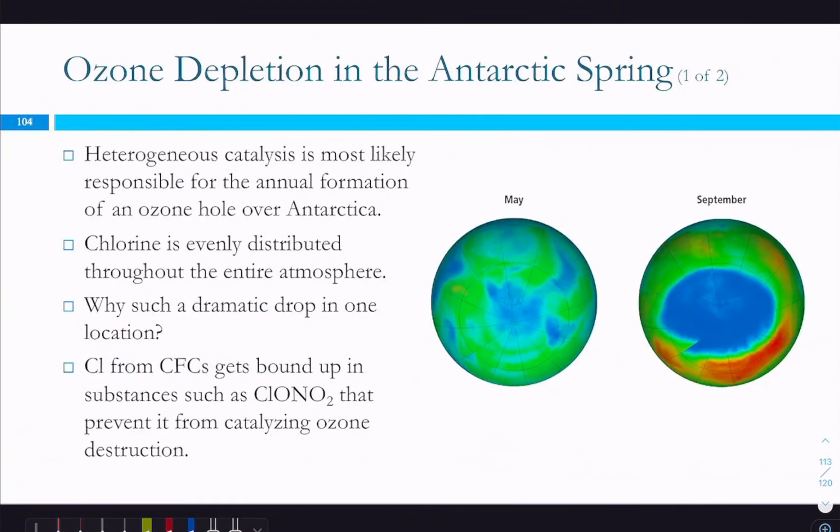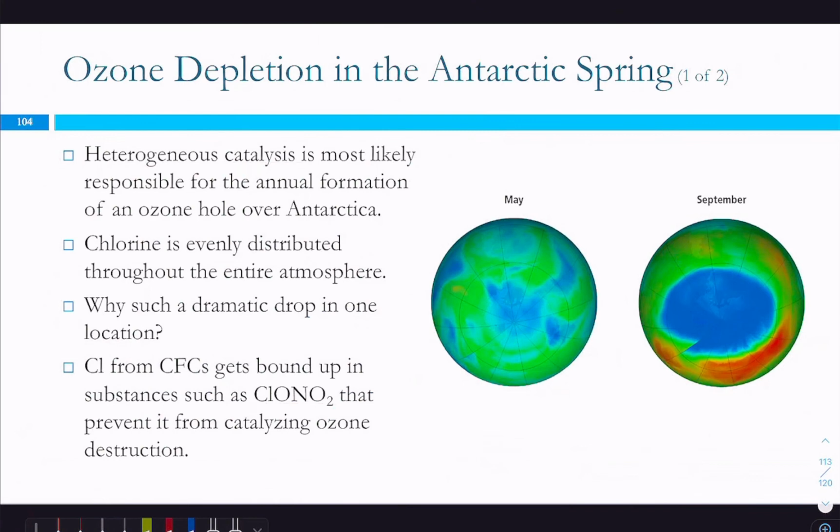Here's that ozone story. So ozone depletion gets worse depending on the time of year. Heterogeneous catalysis is most likely responsible for the annual formation of an ozone hole over Antarctica. But chlorine is evenly distributed throughout the entire atmosphere. The reason this hole forms over Antarctica is that the chlorine's actually trapped in these, I looked up what the name of these was, chloronitrate compounds. And so the chloronitrate isn't able to do the catalysis and destroy ozone.